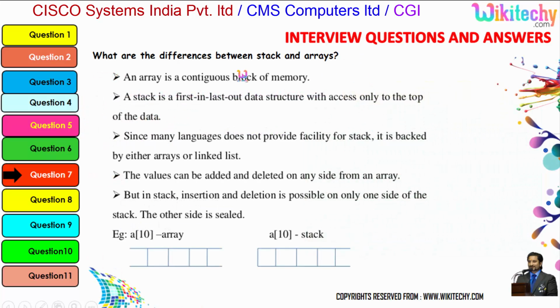Now let's talk about the differences between stacks and arrays. It is really the same. An array is a continuous block of memory and you can insert and delete on both sides. Whereas a stack has only one side to insert and delete. The last one who comes in will be the first to come out. That's how the stack works. That's the difference.